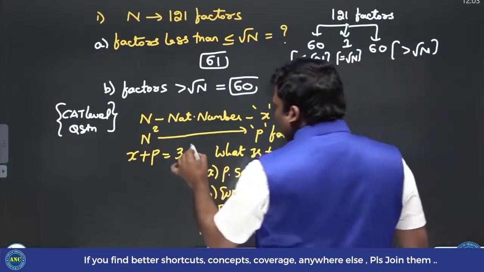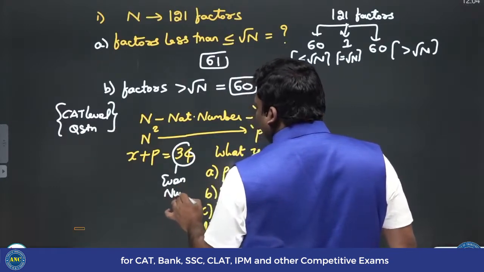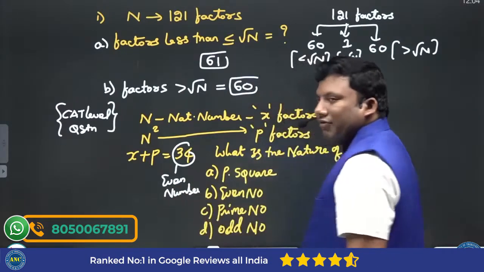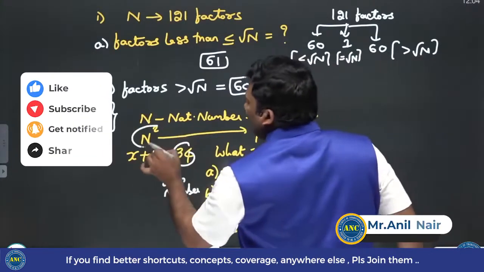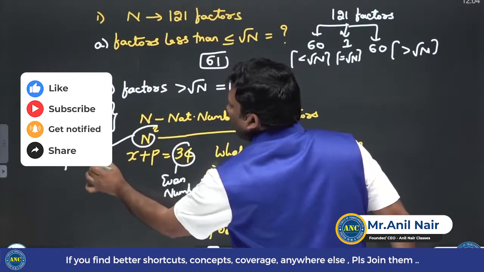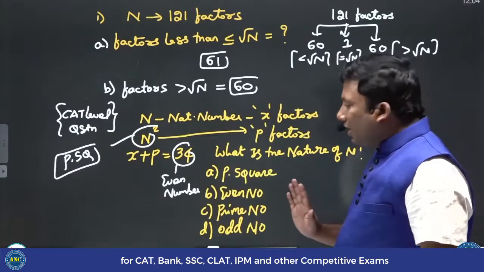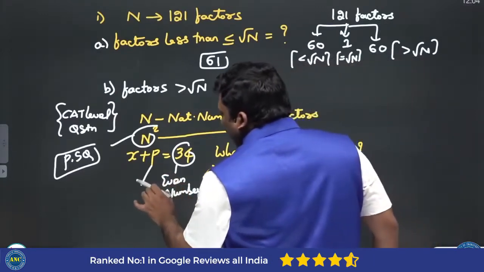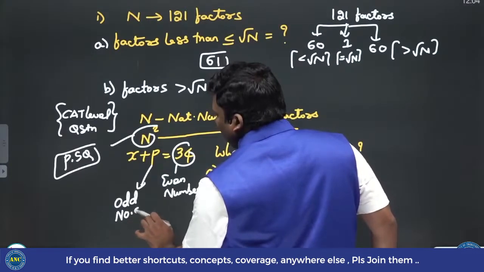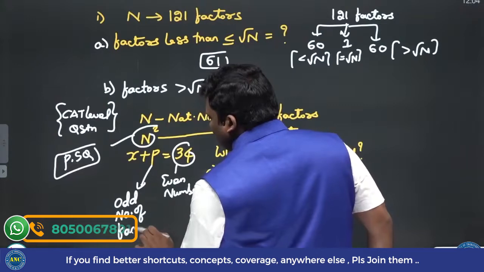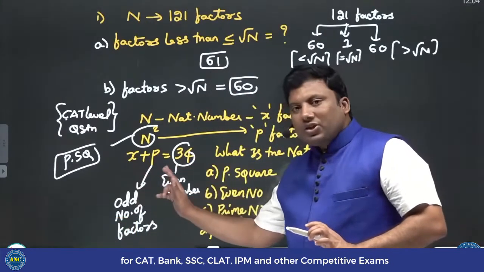The first thing: 34 is an even number. Next, p factors. n square is a perfect square. Are you all with me? A perfect square will always have an odd number of factors. Idea clear? Something plus odd is even.